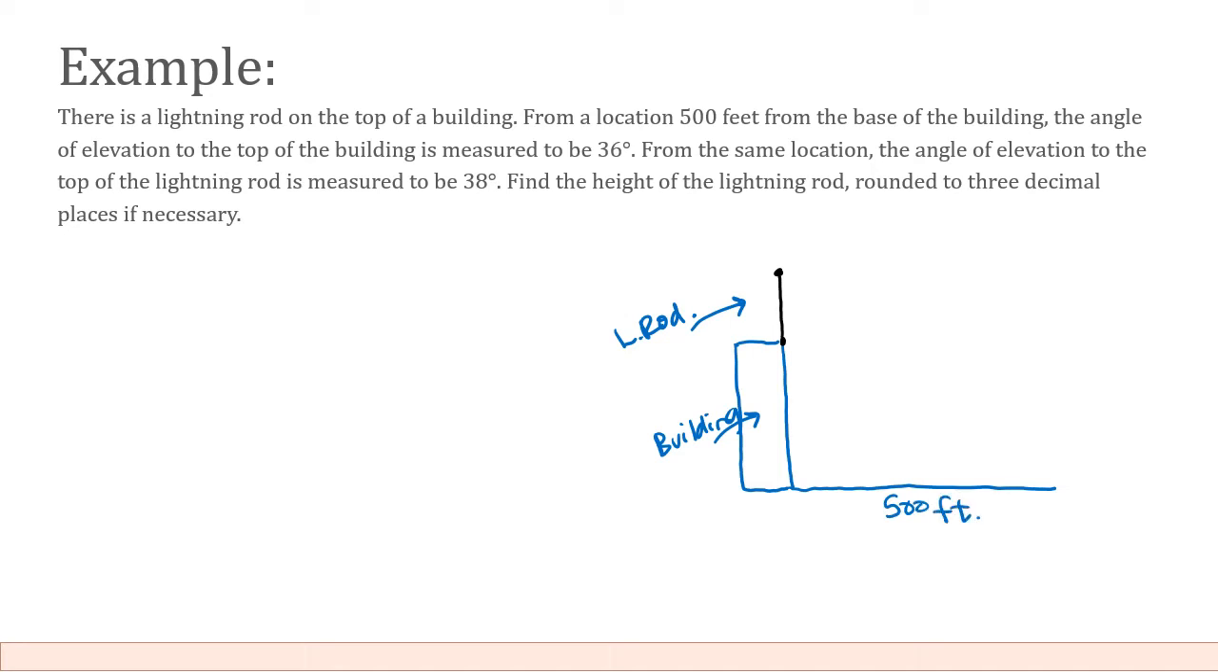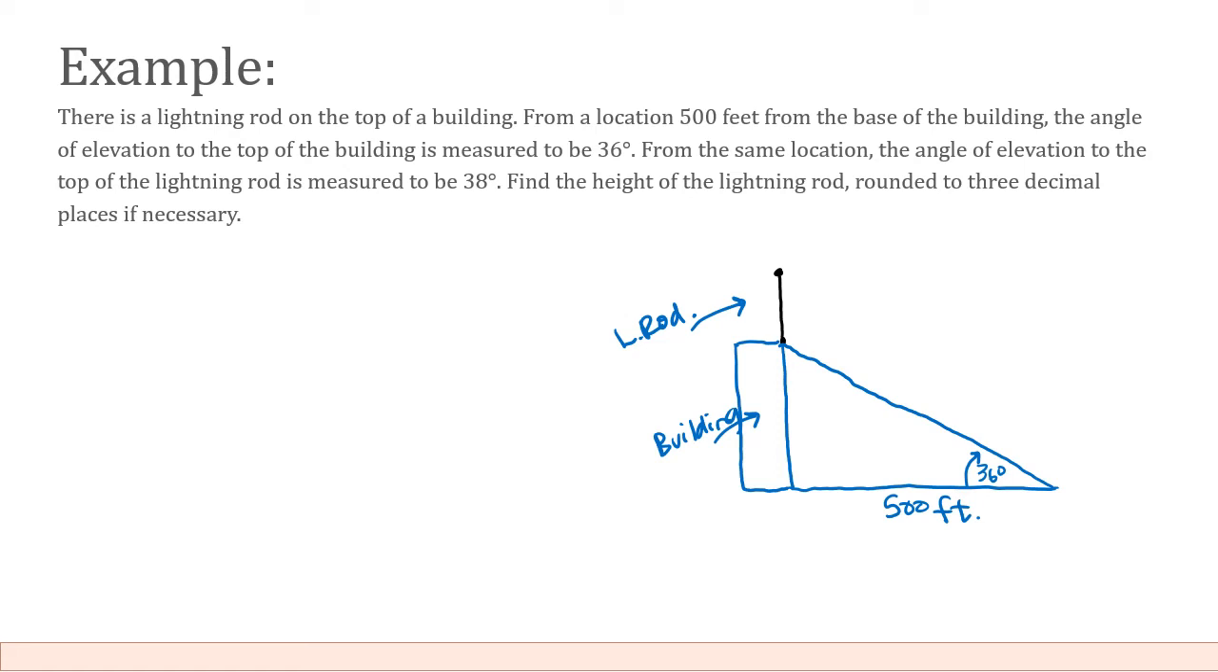The angle of elevation to the top of the building is measured to be 36 degrees. Okay, so from this point on the base, I'm looking up, right? I'm looking up, and that angle of elevation is, what did we say? 36 degrees. From the same location, the angle of elevation to the top of the lightning rod is 38 degrees.